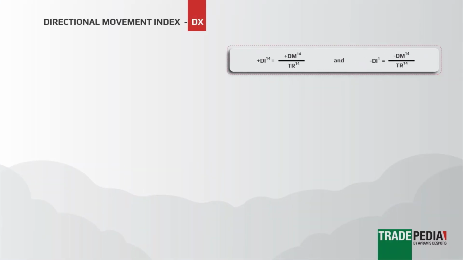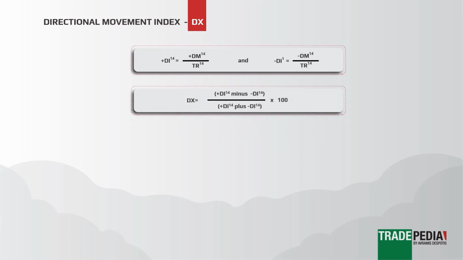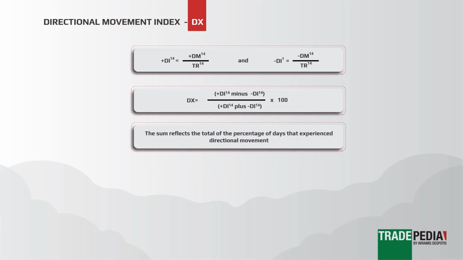The directional indicator, DI, is calculated by dividing the directional movement by the true range. But one day of directional movement does not make a trend. That is why Wilder recommended 14 periods to calculate the directional indicator. All of these calculations result in an indicator called the Directional Movement Index, DX, that measures the difference between the two DIs. The sum reflects the total of the percentage of days that experienced directional movement.